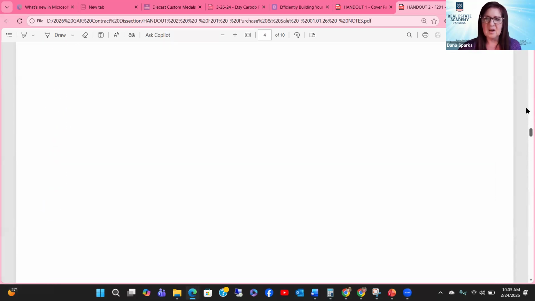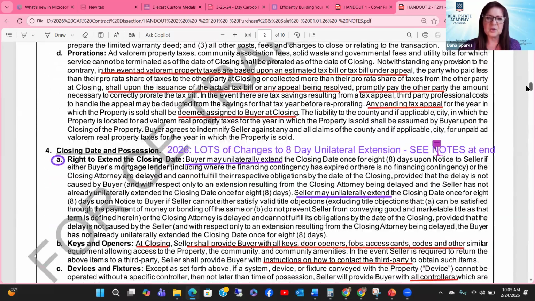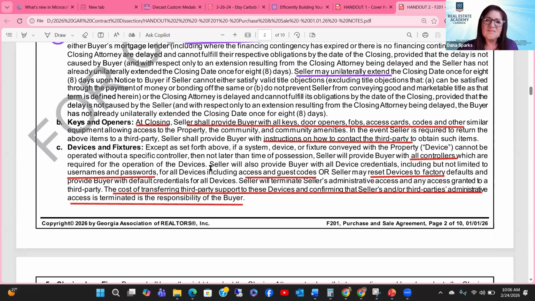And again, it is not law. It is just a Georgia Association of Realtors contract provision. What it can't be used for is something like, well, the movers are delayed, or the seller has a contract on another house and their contract for the house they're buying is extended. May not use that. You can always extend the closing date via amendment where they both agree. This is just a unilateral extension.